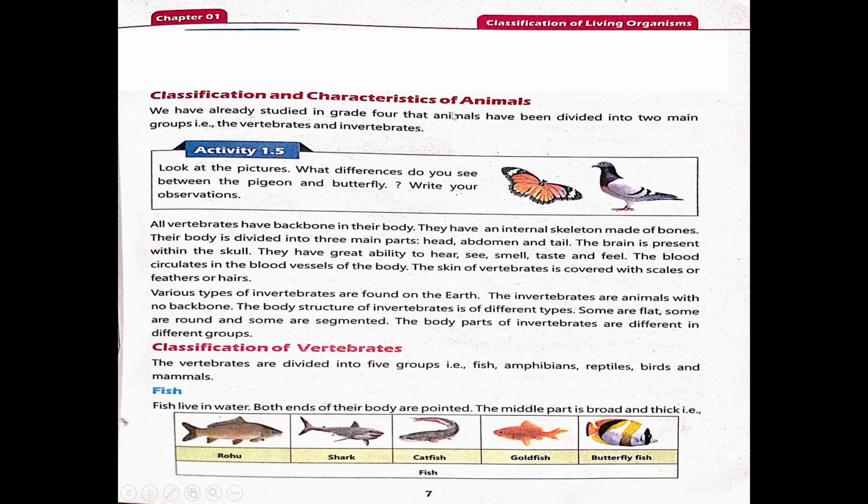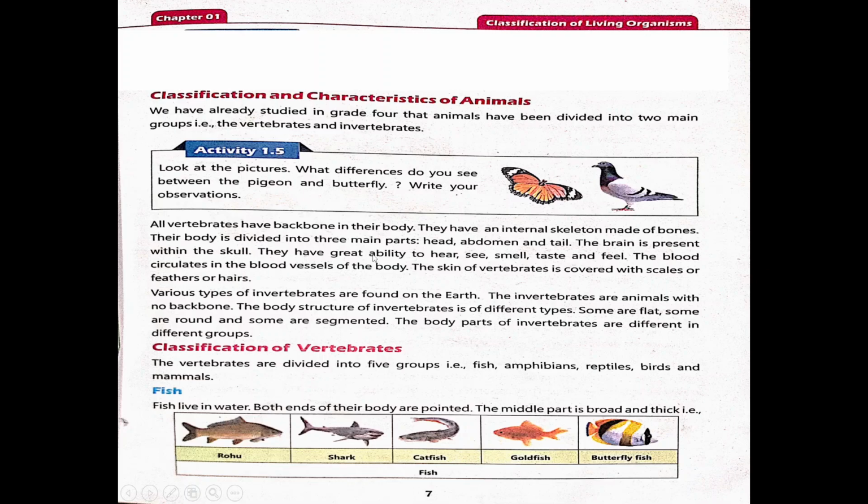Classification and characteristics of animals. We have already studied in grade 4 that animals have been divided into two main groups, for example, the vertebrates and invertebrates. All vertebrates have a backbone in their body. They have an internal skeleton made of bones. Their body is divided into three main parts: head, abdomen, and tail. The brain is present within the skull.